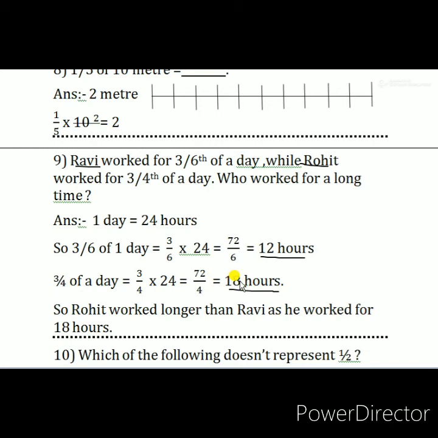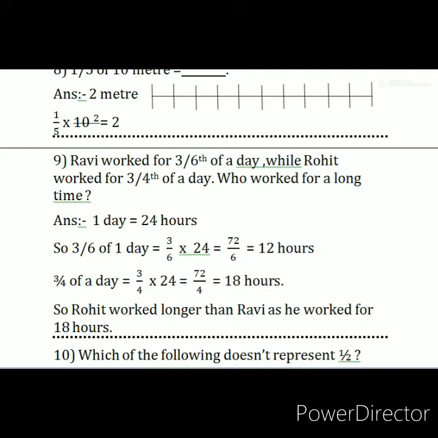So, who is working more hours? The question is who worked for a long time. Here 18 is the longest time. So, Rohit worked longer than Ravi as he worked for 18 hours. This is the answer for our 9th question. Rohit worked for 18 hours, longer than Ravi.